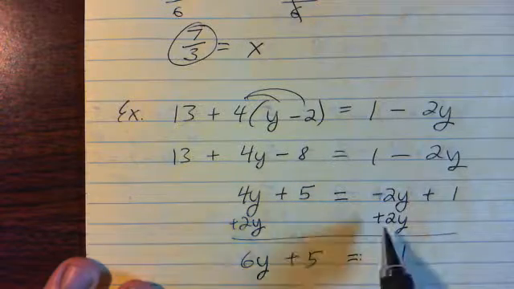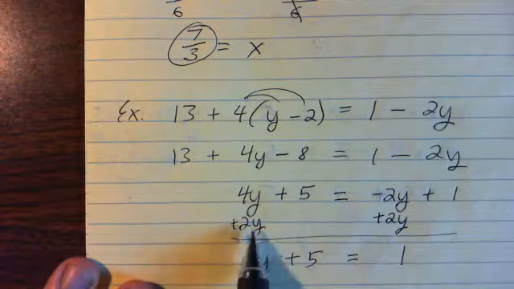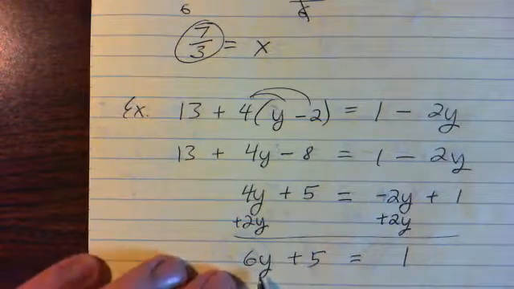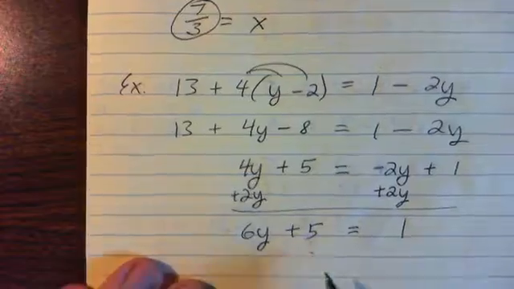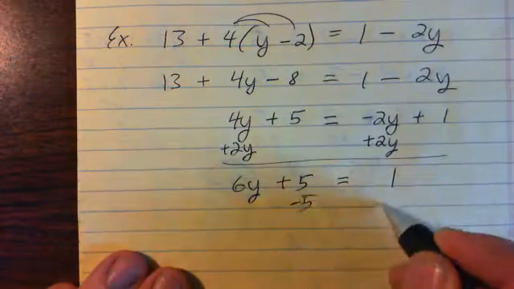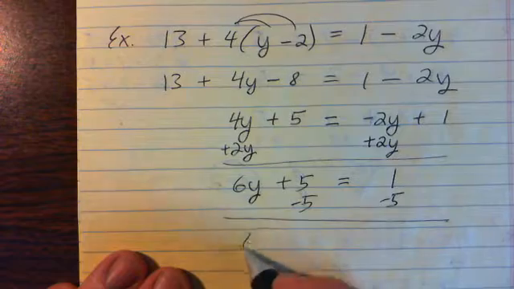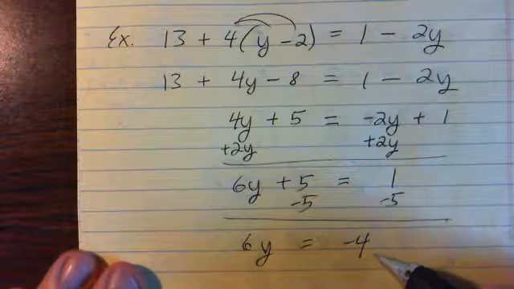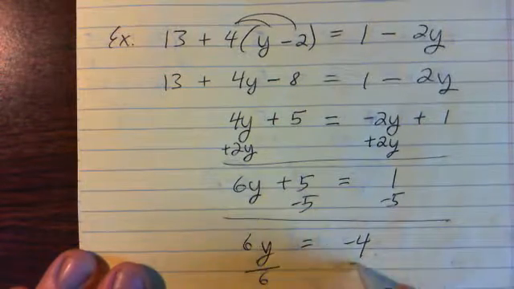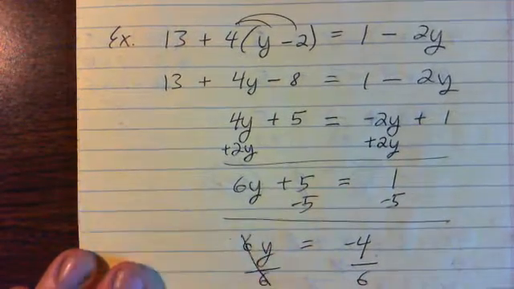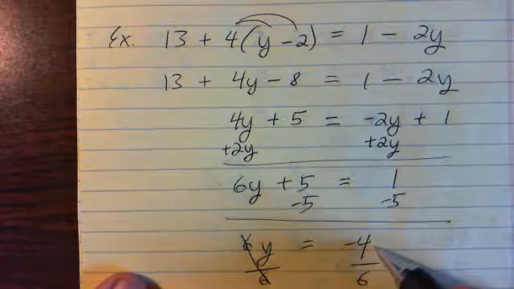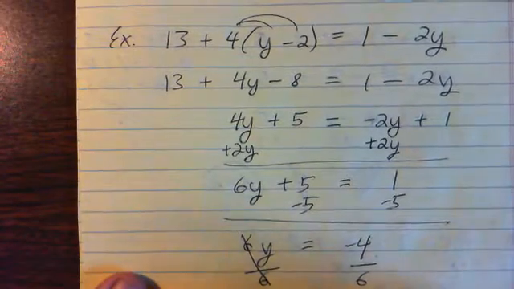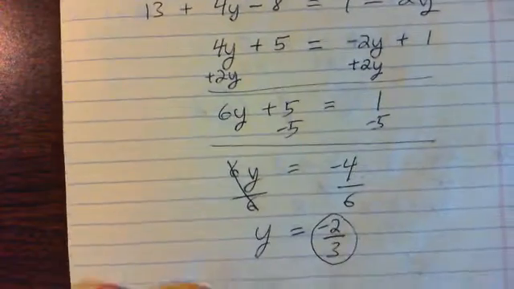Please notice I'm only going to do one thing at a time. I'm not going to try to do many things at once. I'm just trying to get the y's together, and then I'll go ahead and solve it. So now you can subtract 5 from both sides and get 6y equals negative 4, because 1 minus 5 is negative 4. Then divide both sides by 6, the 6's cancel, and then this reduces to negative 2 over 3. And negative 2/3 is our solution.